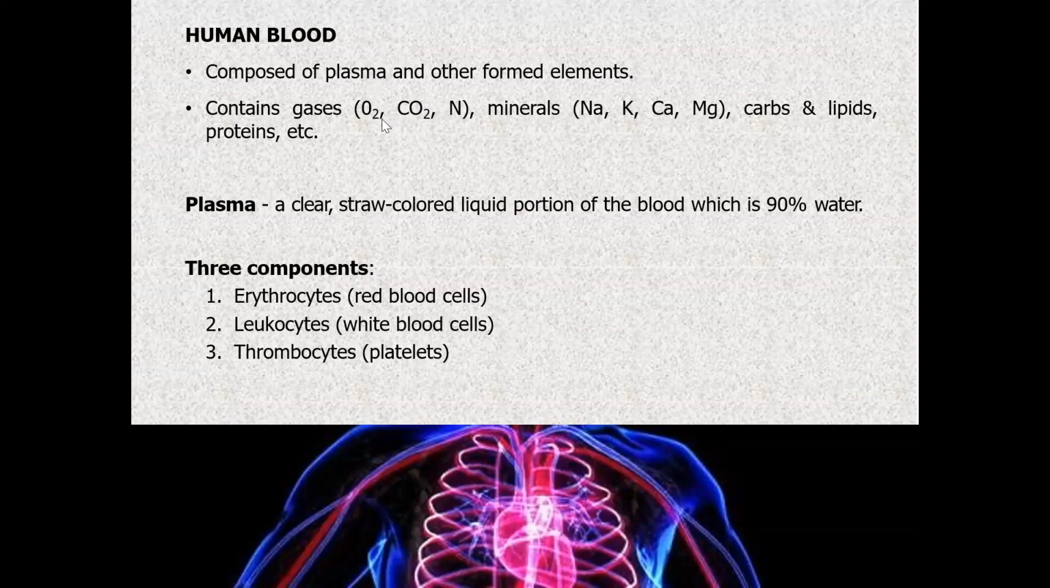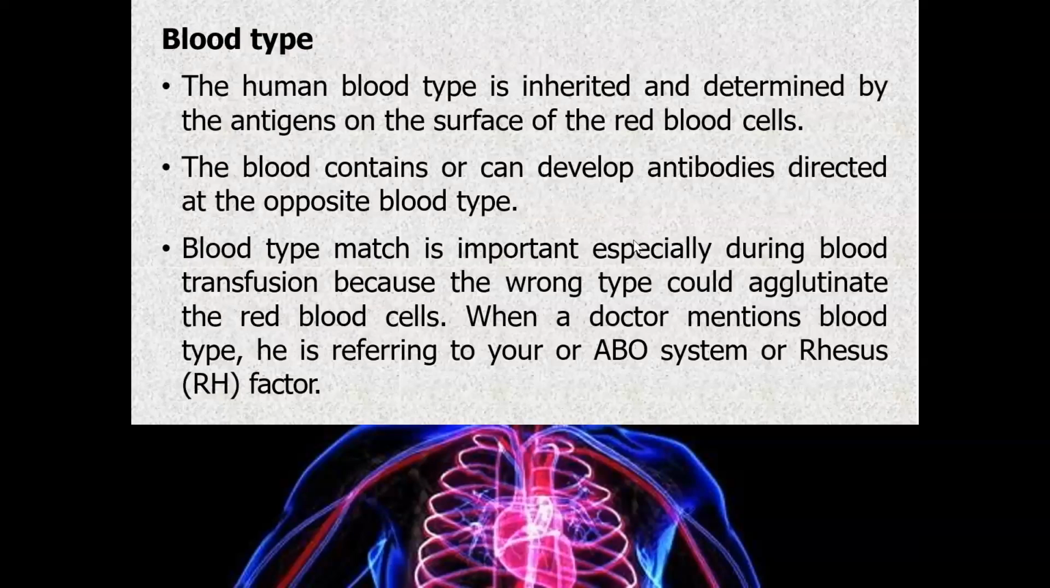It contains gases, okay, minerals, carbohydrate, lipids, and proteins. Okay, so when we say plasma, it is a clear, straw-colored liquid portion of the blood, and it is 90% water. Okay, the 3 components we have here: the erythrocyte, leukocyte, and thrombocyte. So ito class, review lang ulit, di ba? Na-discuss na natin to doon sa discussion natin sa laboratory.